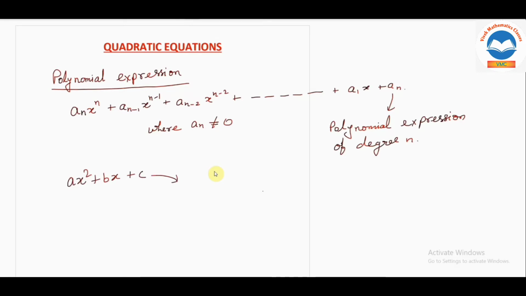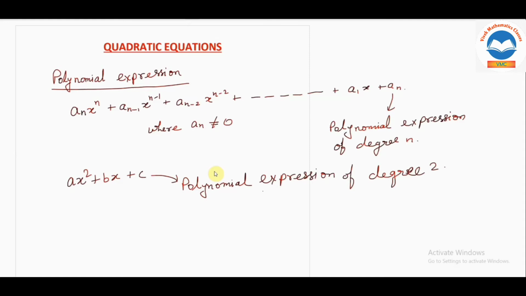It is a polynomial expression of degree 2. So this will be your quadratic expression. If you have taken a polynomial expression of degree n, how many roots should be there? Zeros or roots, n roots should be there. So for a quadratic expression, there should be 2 roots.